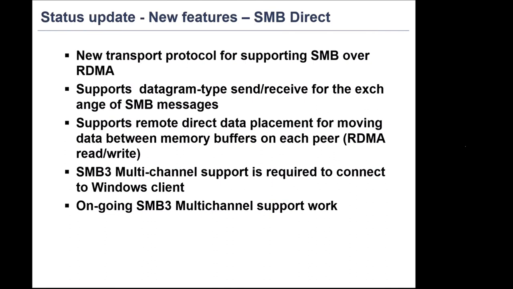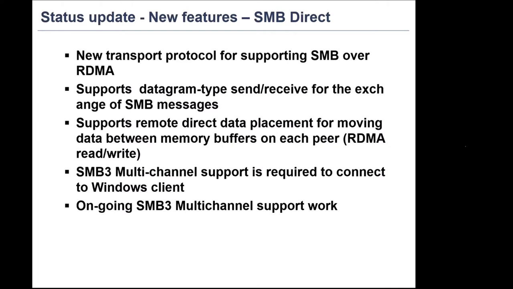SMB Direct is a transport protocol for supporting SMB over RDMA. It was introduced in SMB version 3 and implemented in Windows Server 2012. SMB Direct operates over reliable RDMA transports such as InfiniBand, RoCE and iWARP. SMB Direct uses RDMA send and receive operations for SMB exchange, which are the datagram type send and receive. So before SMB exchange, the client and server have to negotiate the maximum size of buffer and how many empty buffers they have. The latter is managed by credit management.